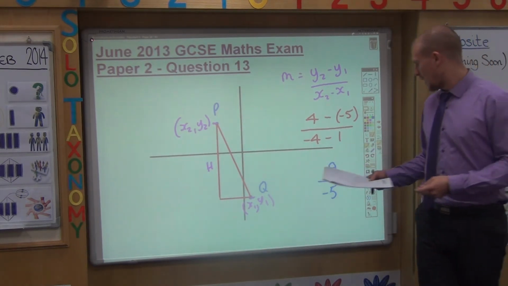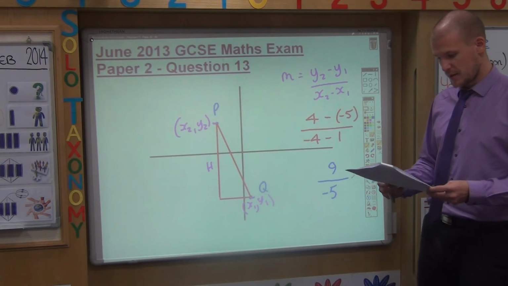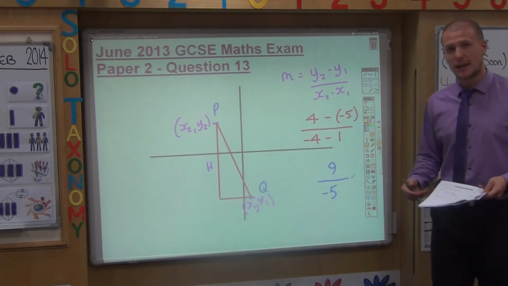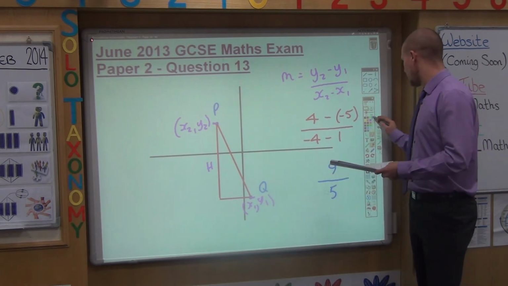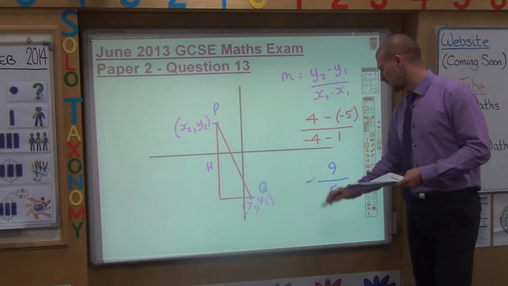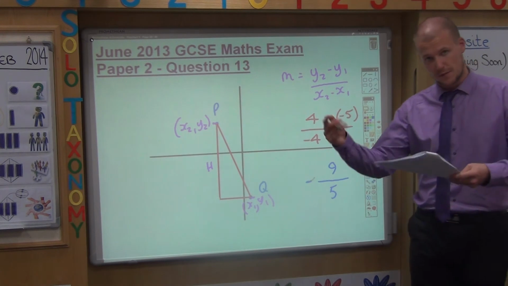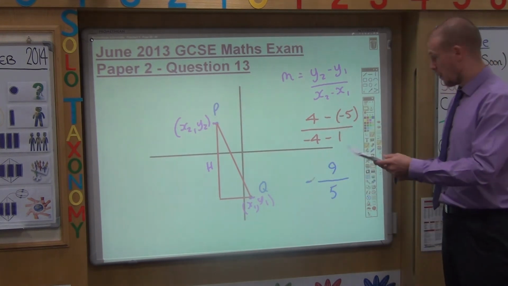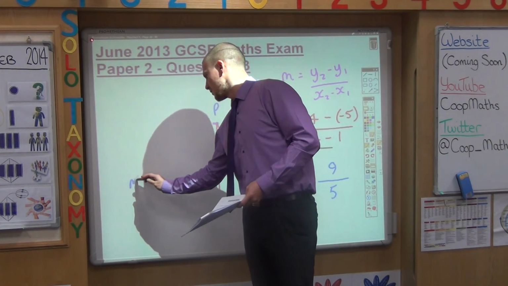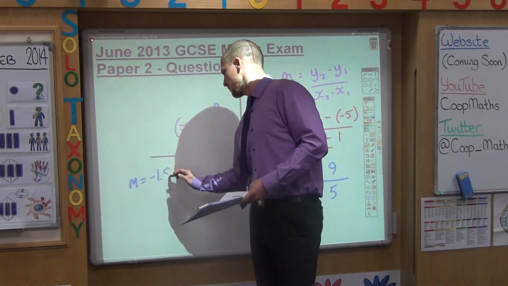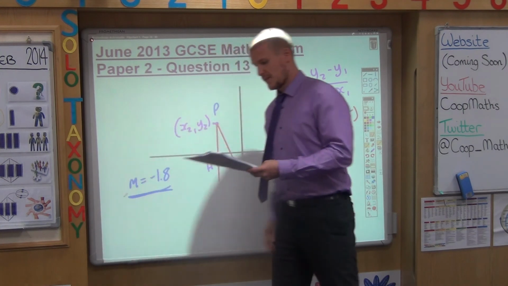Now, I could leave it like that, as 9 over -5, or I could write that as -9 over 5, or probably what's nicest would be negative, then the fraction 9 over 5. Or I could just decide to do that division and get the decimal, in this case, -1.8. That's your gradient of that line.